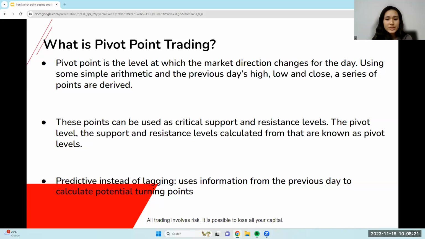It's important to note that the pivot point trading strategy should be used in combination with other technical analysis tools, because they tend to be predictive instead of lagging, which uses information from the previous day to calculate potential turning points.